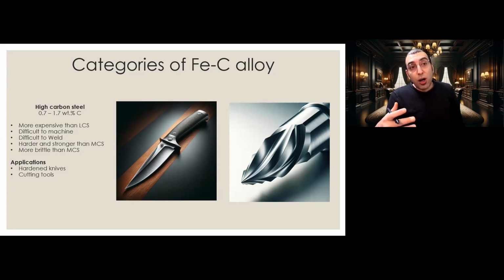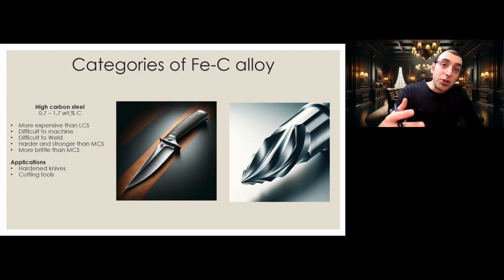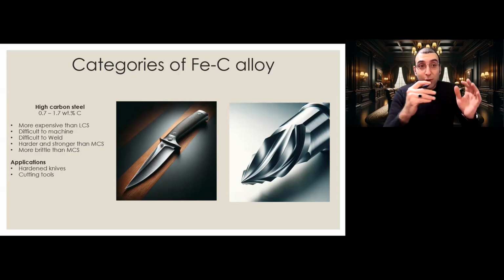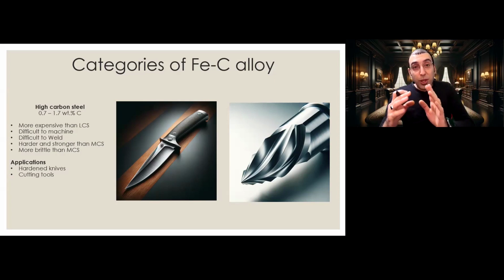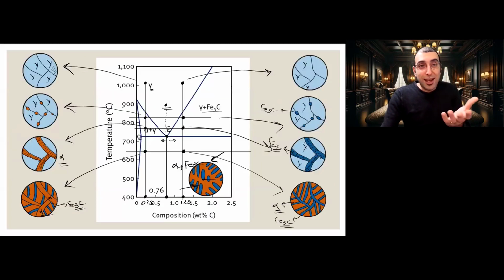So from hardened steel, we can make extremely hard tooling that we can use to cut and machine other hard metals. So they have their own application, and all these low, medium, and high carbon steels are made using the same phase diagram. That's how we make it.